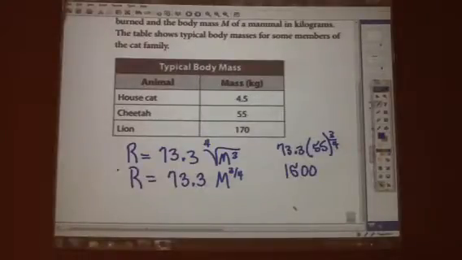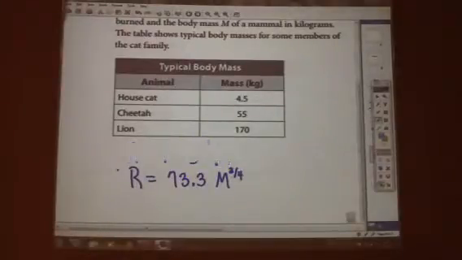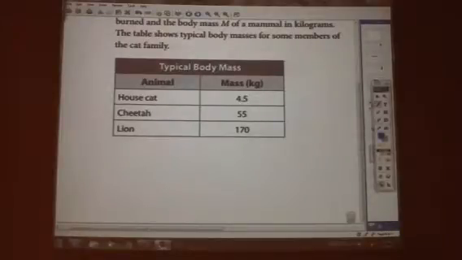Okay, let's skip down and look at C. Find the ratio of R for the lion to R for the house cat. So now we're looking at the ratio of the lion. We're done with the cheetah. The ratio of the lion to the house cat. So let's go back to our formula, 73.3 m to the 3/4. So what would the R for the lion be if I put 170 right there for the m?